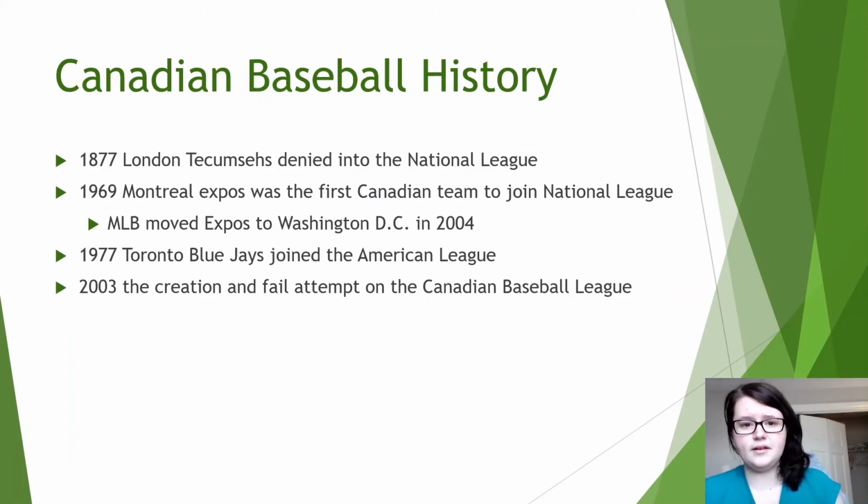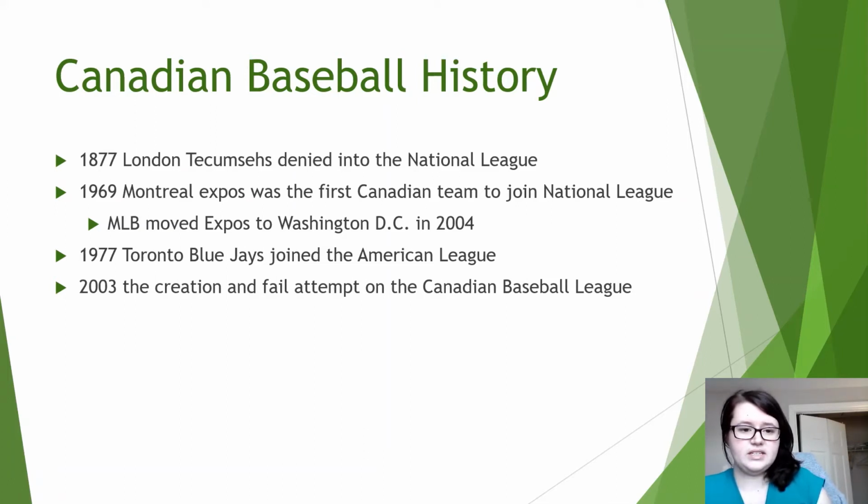This is a little bit about Canadian baseball history. So in 1877, the London Tecumsehs were denied from the National League. They were our first baseball team that wanted national status, although they were denied because in order to play in the National League, you couldn't play exhibition games with local teams in your area. And the London Tecumsehs did not like the idea, so ultimately they were denied from the National League.